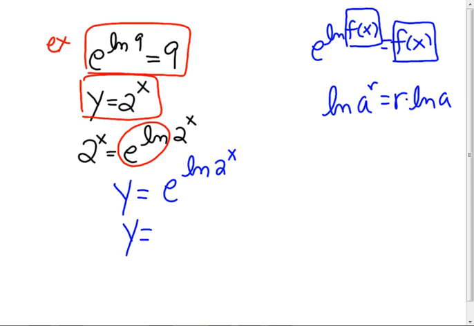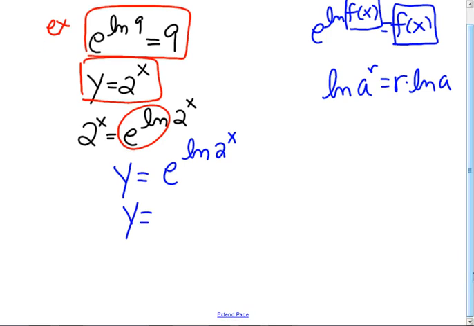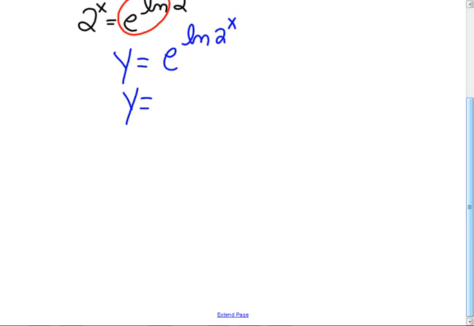Grant says, why don't you pull the 2 down in front of the log? I said, that's a great idea. I'm sorry, the x in front of the log. You said it right, I said it wrong. x times the log of 2. Now, the log of 2 is just some number. Just a decimal.